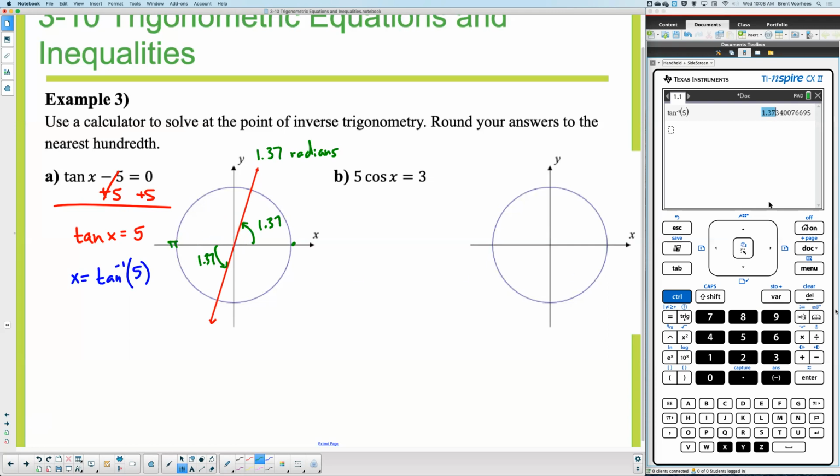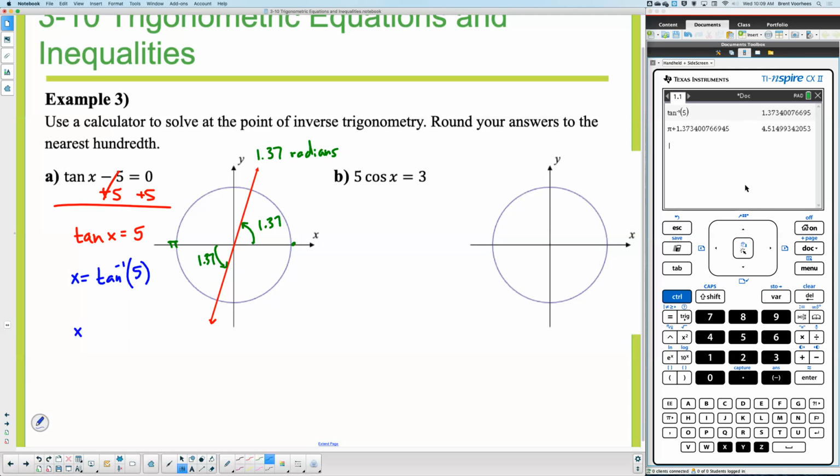To get my second answer, I'm going to type in pi plus 1.37. And to be exact, I'll just copy that previous answer. Pi plus that. That's my second answer. Now, what would that round to? 4.51 or 4.52? 4.51. Those are our two answers.